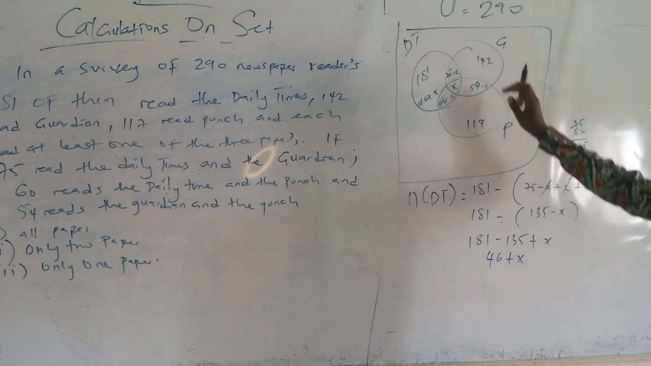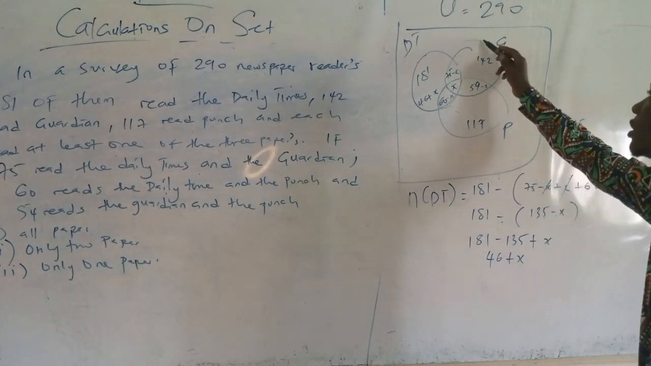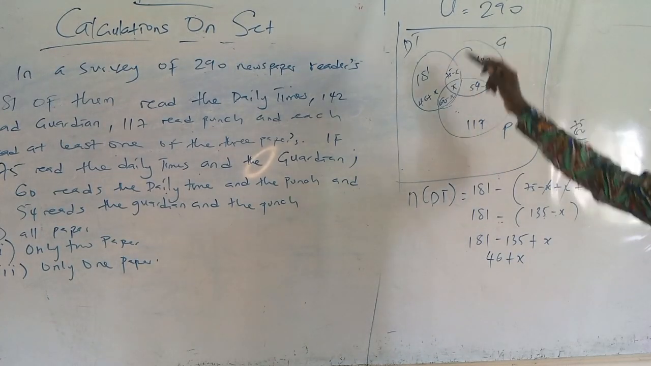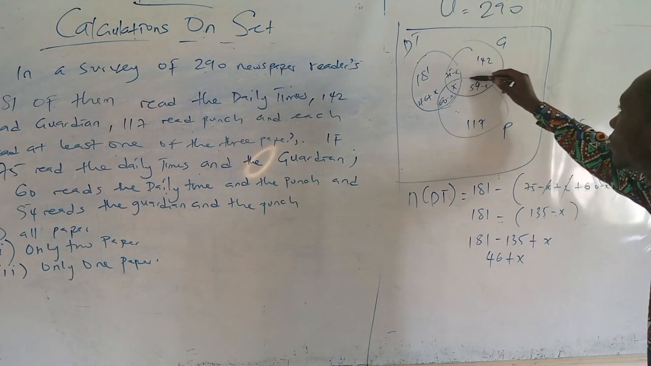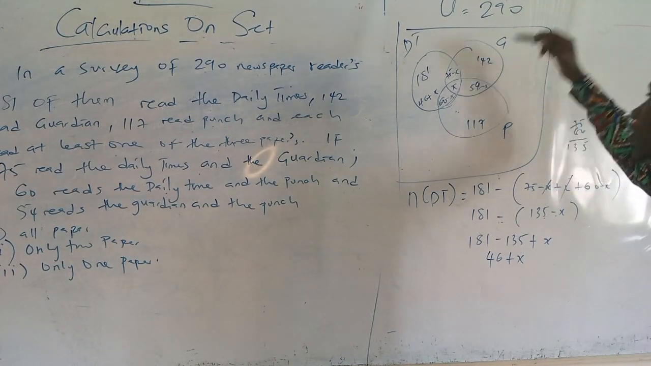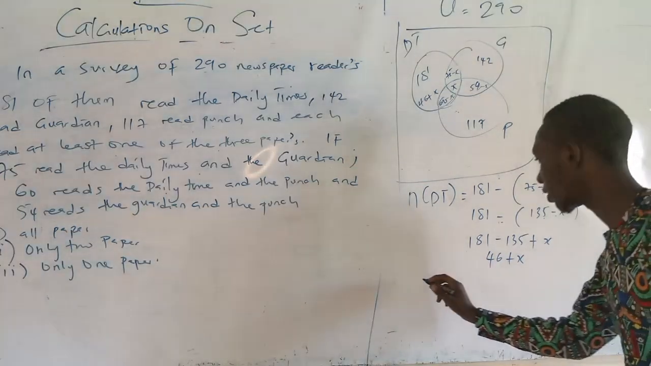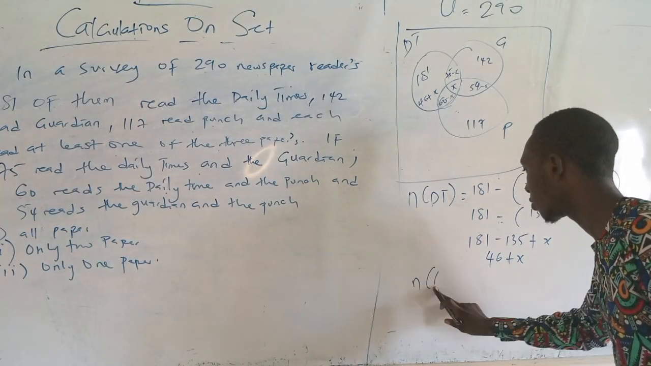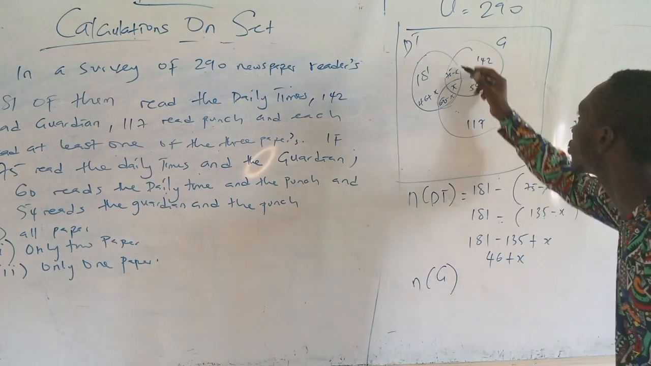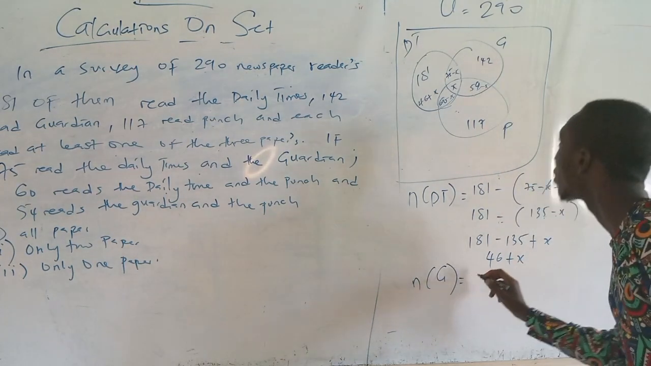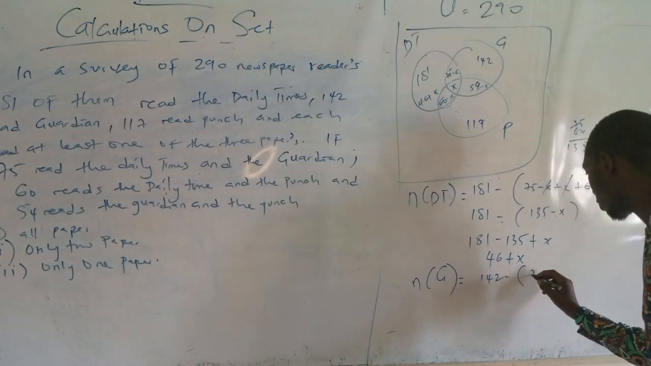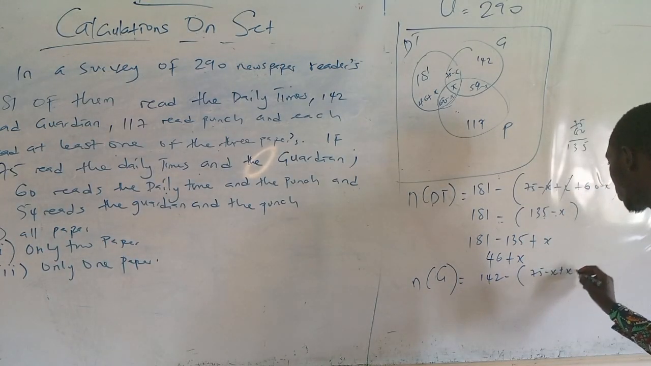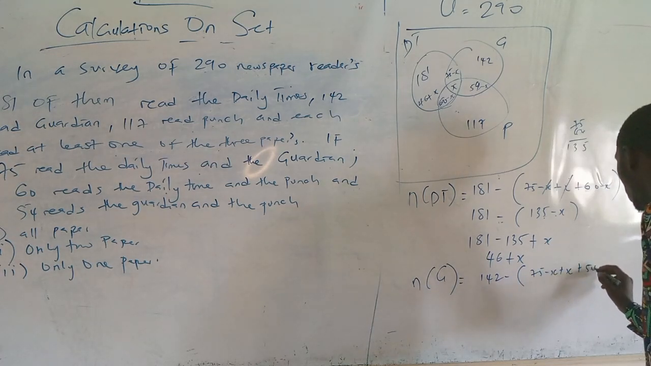So we'll do the same thing for here too. So what is cutting out from this circle? Are we together? So remove all these things. They are cutting out from this circle. So remove all these things here. So for Guardian, all these ones are cutting out. So it becomes 142 minus, now 75 minus x plus x plus 54 minus x.